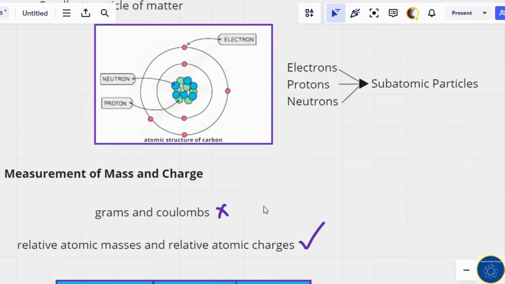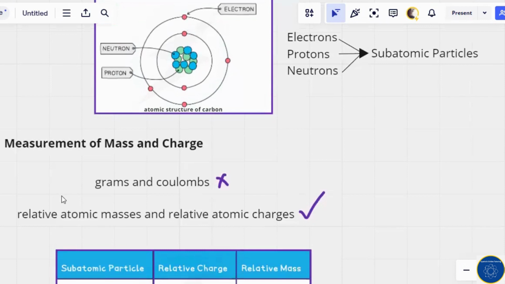Instead, their masses and charges are compared to each other using relative atomic masses and relative atomic charges, because subatomic particles are so small that it is not possible to measure their masses and charges using the conventional units of grams and coulombs. So you need to know about this as well. These are not the actual charges and masses. They are the charges and masses of the particles relative to each other.